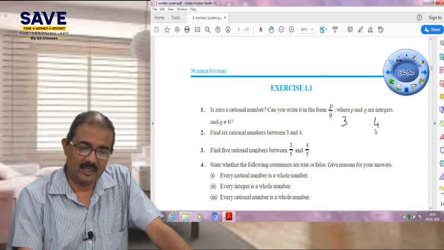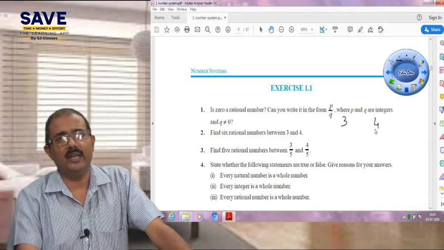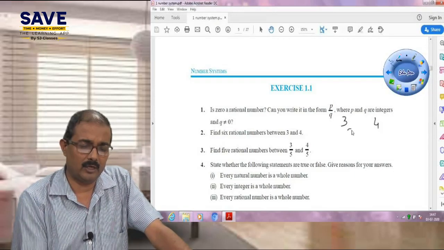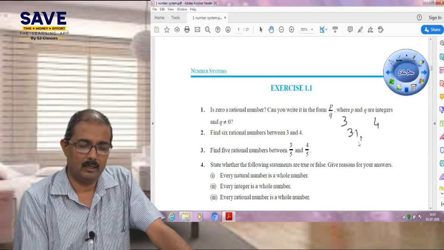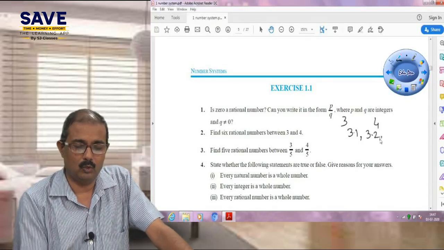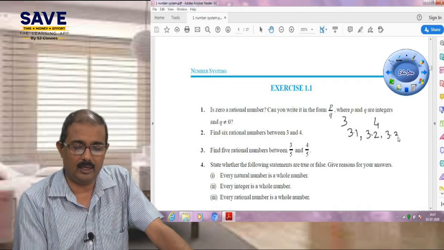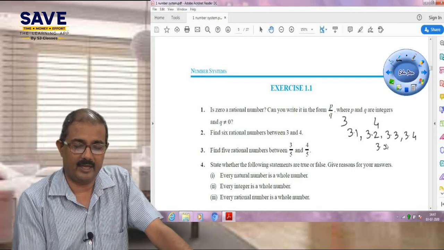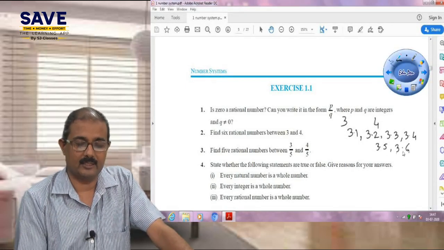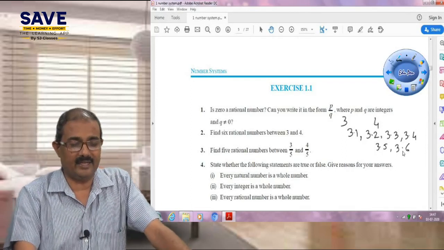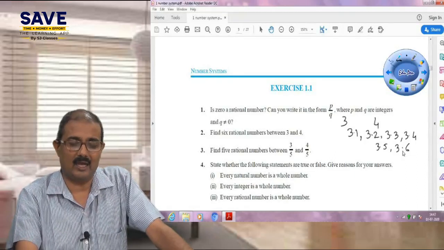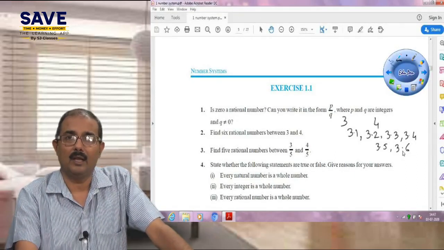These are terminating decimals, so you can easily write 6 rational numbers between them. Like you can write 3.1, 3.2, 3.3, 3.4, 3.5 and 3.6. These are the terminating decimals between 3 and 4. So these are 6 rational numbers between 3 and 4.